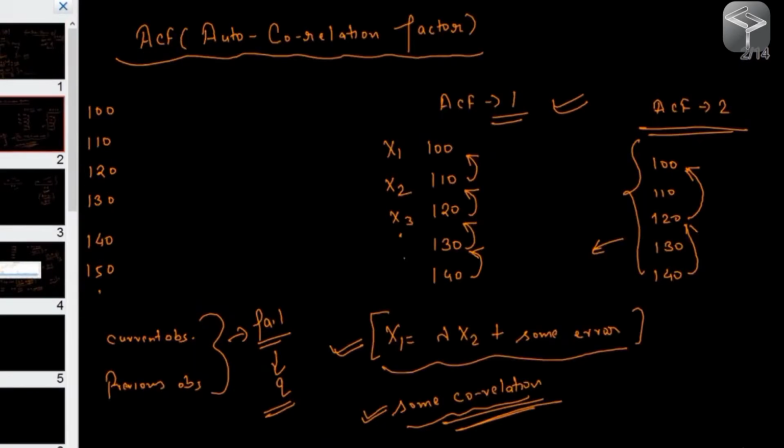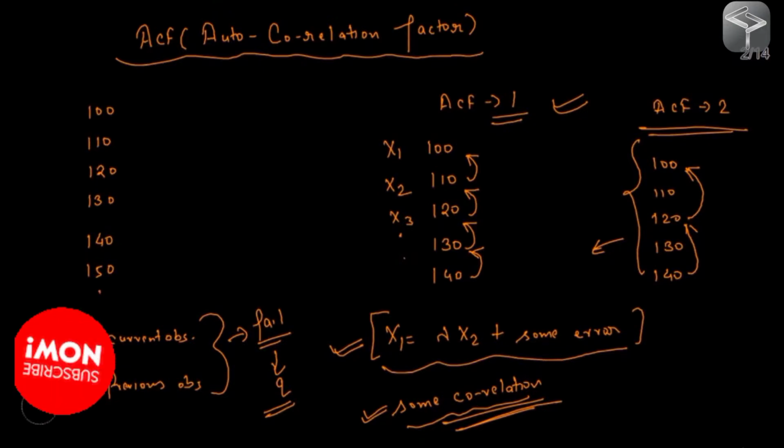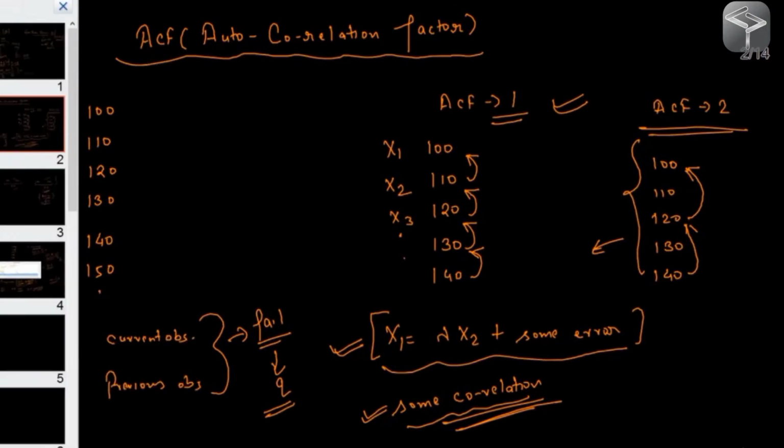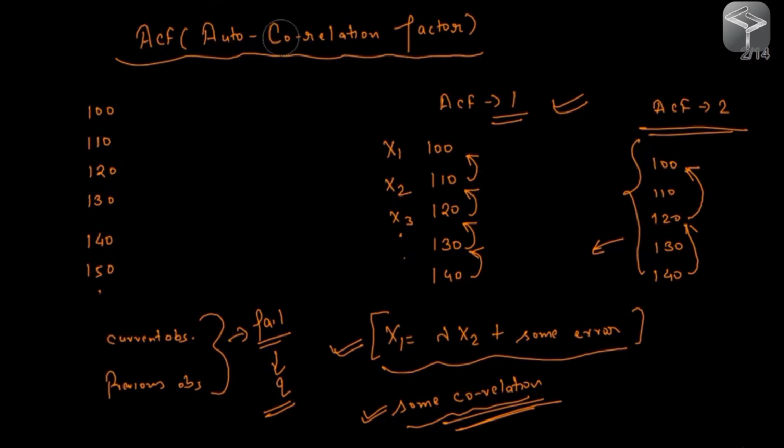In the last session, we understood what exactly ACF is, and this ACF will return me my Q value. So what exactly was ACF? ACF was nothing but, let's say we have some data points, and this is my correlation, in the form of x1 equals some lambda into x2 plus some error. So whenever I have this equation, it means I have some correlation, and I have to deal with this correlation. I have to remove this correlation in my time series data.